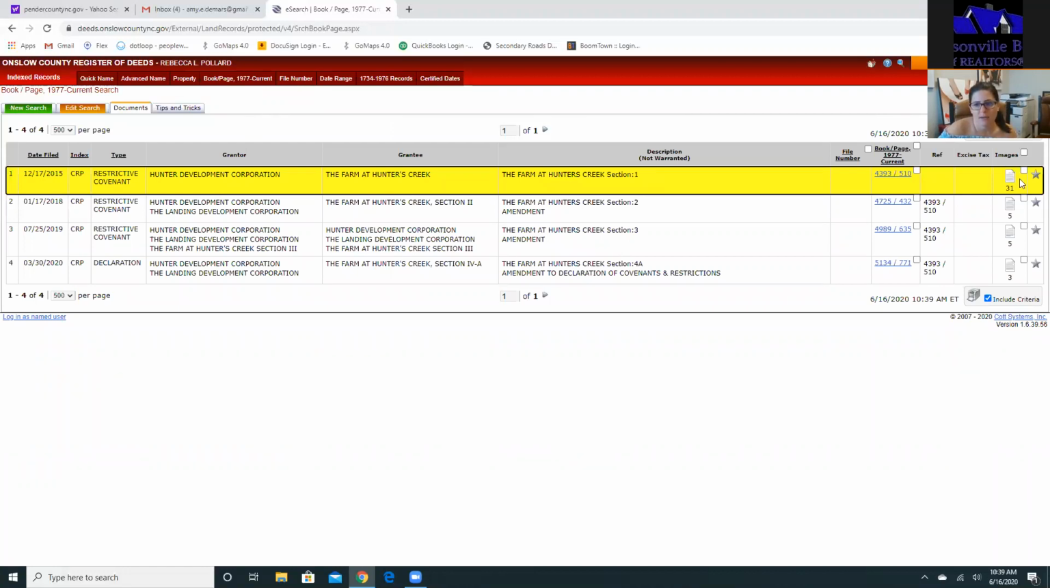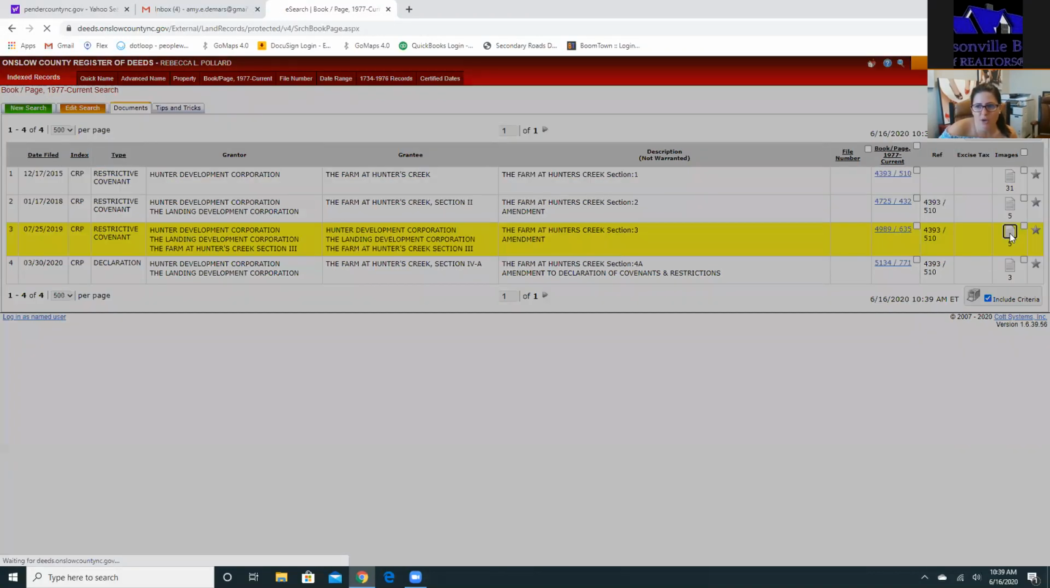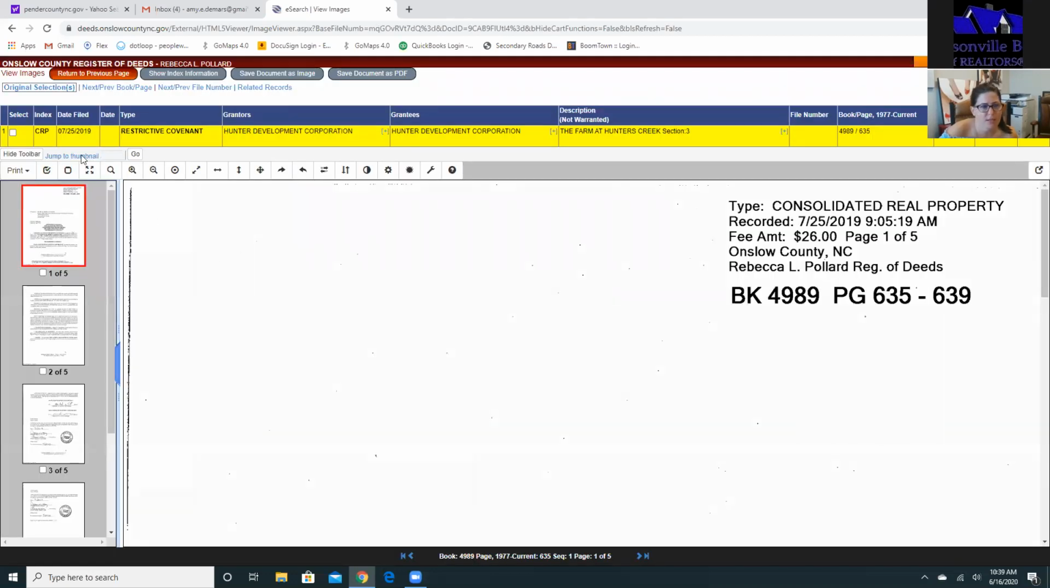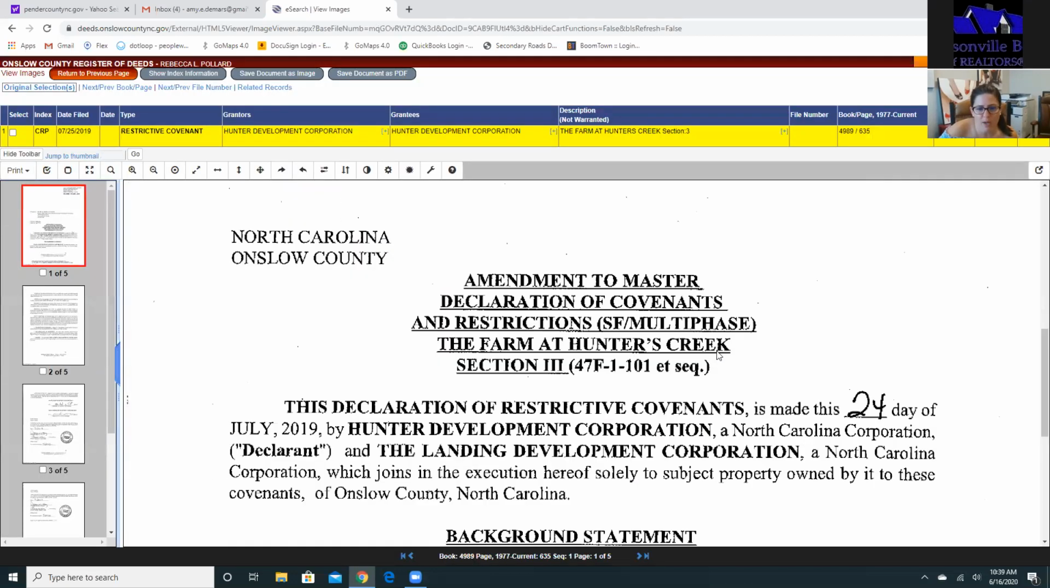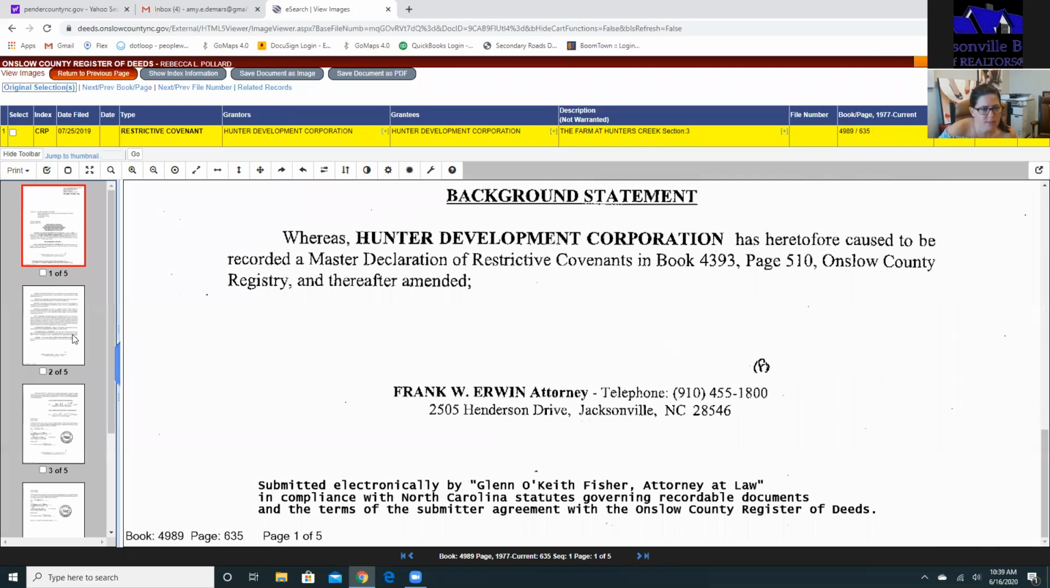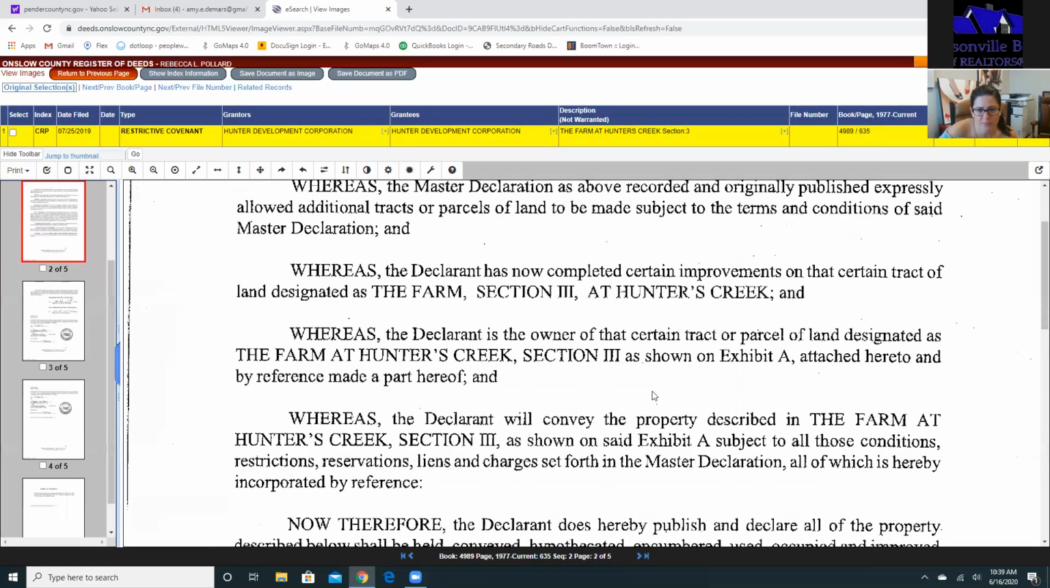And again, 31 pages, and then we have section 2, section 3, and section 4A. So if your people were in the farm at Hunters Creek and they were in section 3, you're going to want to come to this one first. So let's go here. We may as well just walk through this and look at what it says it is amending.